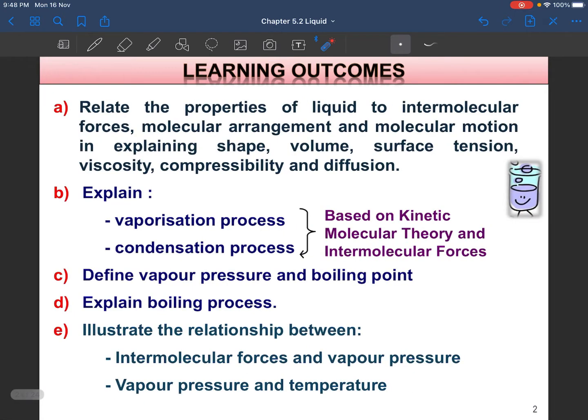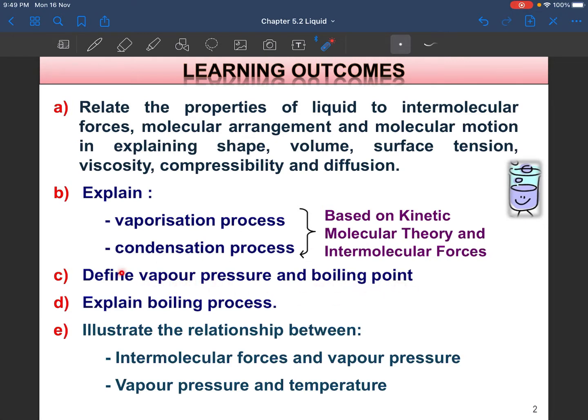So, this is our learning outcome. You should be able to relate the properties of liquid to intermolecular forces, molecular arrangement, molecular motion in explaining the shape, volume, surface tension, viscosity, compressibility and diffusion. Then explain vaporization process, explain condensation process based on the kinetic molecular theory and intermolecular forces. And then after that, kena define vapor pressure and boiling point.